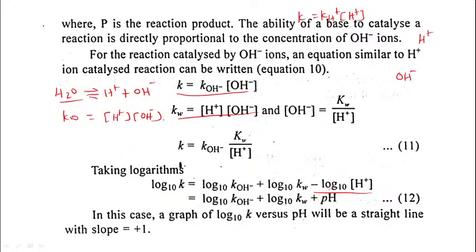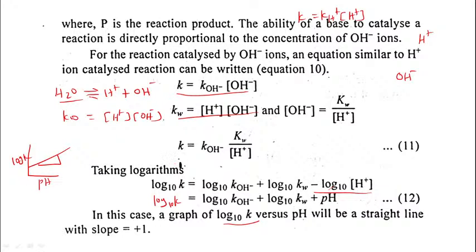So we are getting this equation here: log to the base 10 of the catalytic coefficient is equal to log to the base 10 of the catalytic coefficient for the hydroxyl ion, log to the base 10 Kw plus pH. In this case, a graph of log K against pH will be a straight line with slope plus 1, like this. A positive slope is obtained here.